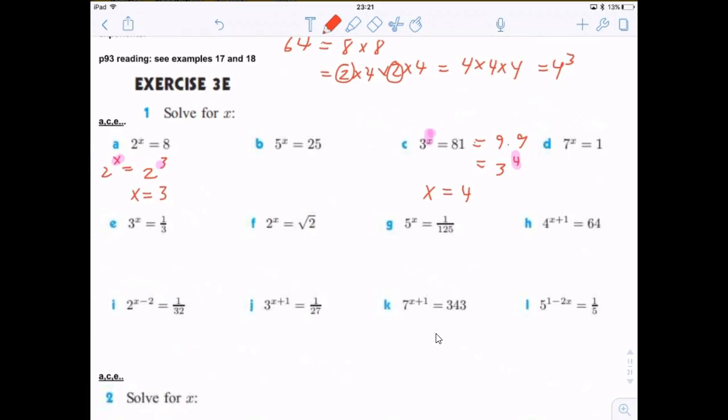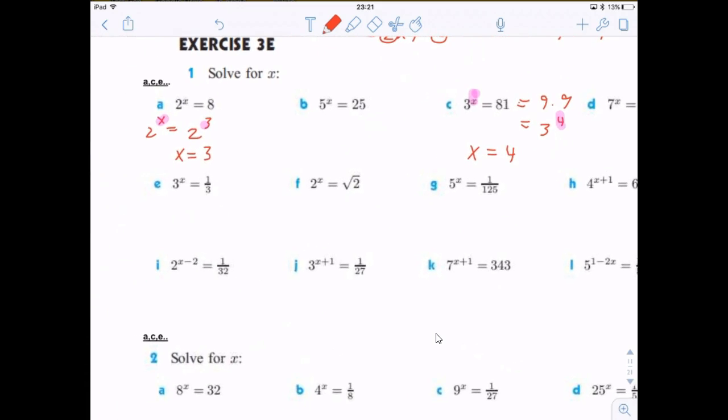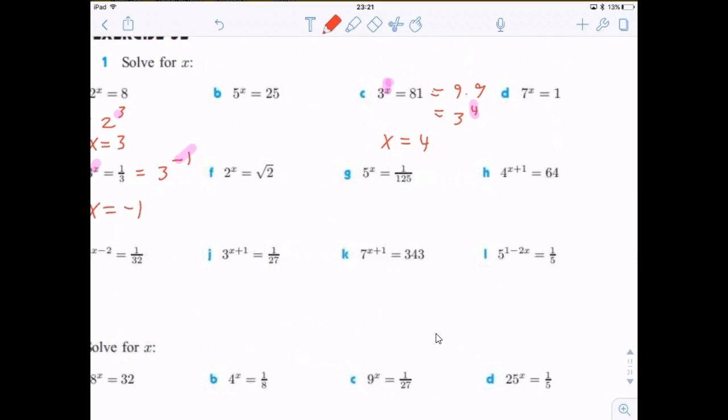All right, let's go to E. We know that 1/3 is equal to 3 to the negative 1. So x is equal to negative 1. We know that 125 is equal to 5 to the third. 5 times 5 times 5 is 125. So we know that 1 over 5 to the third is 5 to the negative third. So we know that x is equal to negative 3.